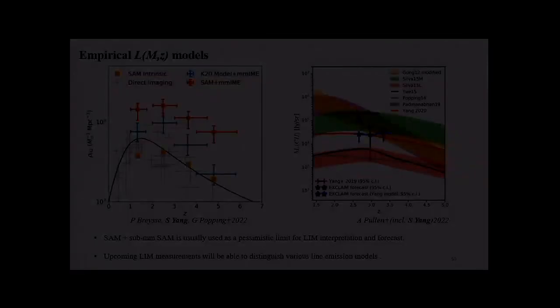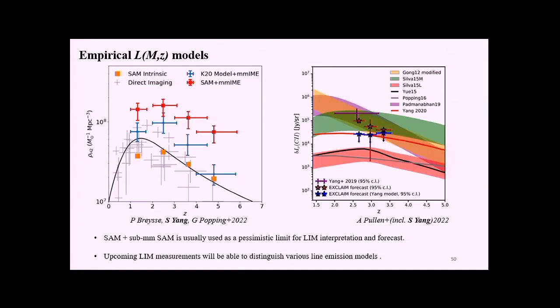Since the line intensity of our model, shown by this red curve, is generally lower than most of the empirical models in the literature, our work is usually used as a pessimistic limit for line intensity mapping interpretation and forecast.